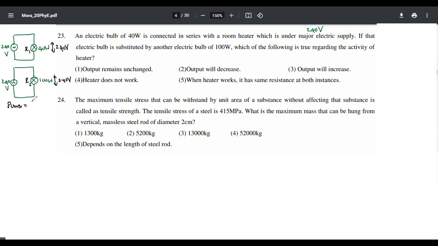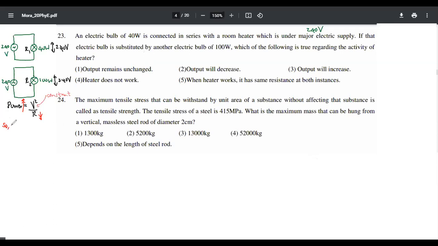Now you see power. Power is equal to V squared over R. I'm using this equation because I know the voltage. If I supply the same voltage, this should show 40 watt, this should show 100 watt. Voltage is constant because the same voltage is supplied for both, but they should show different powers. So if you want the power to be high, resistance should be low.